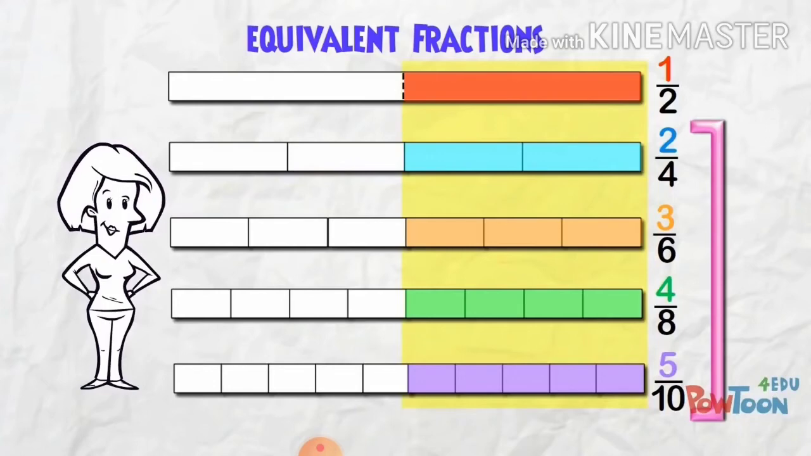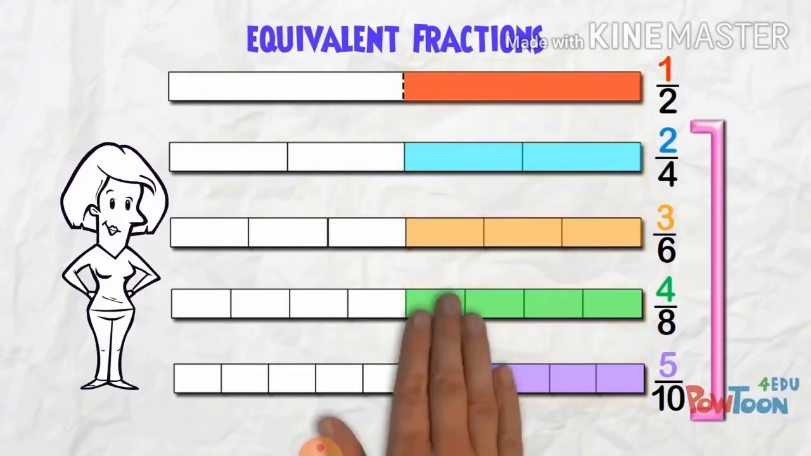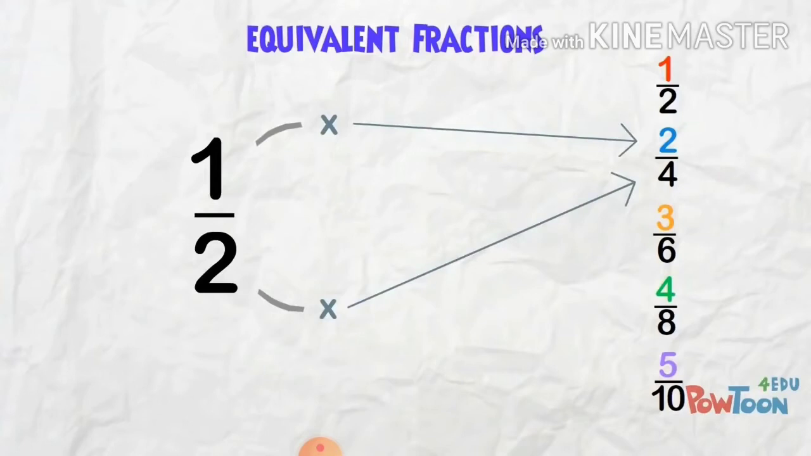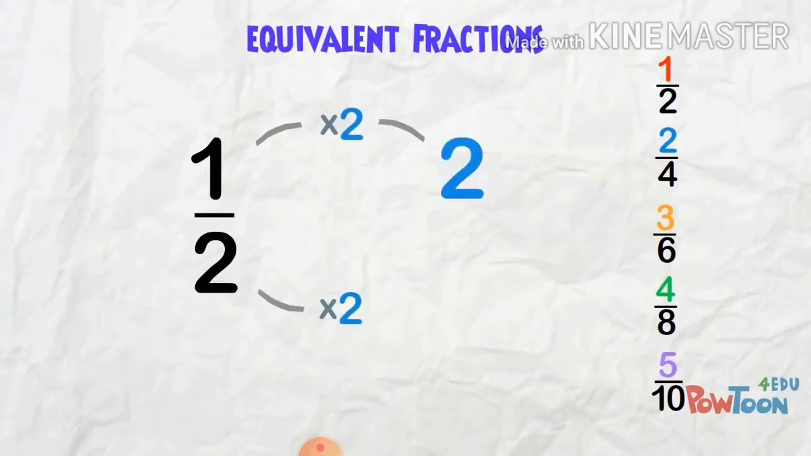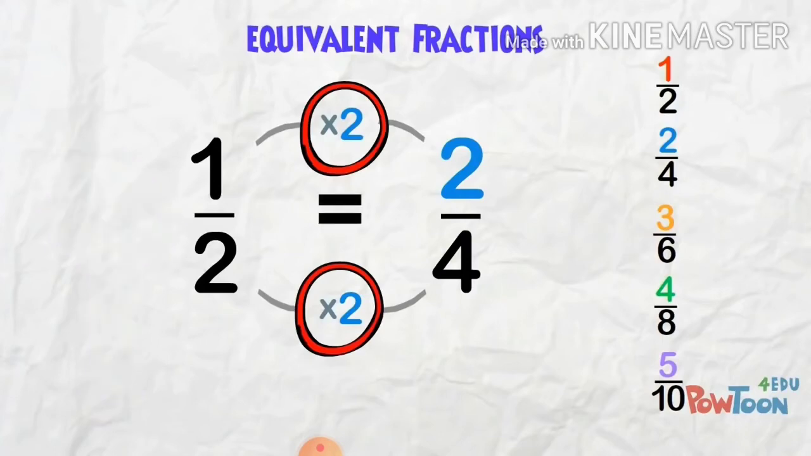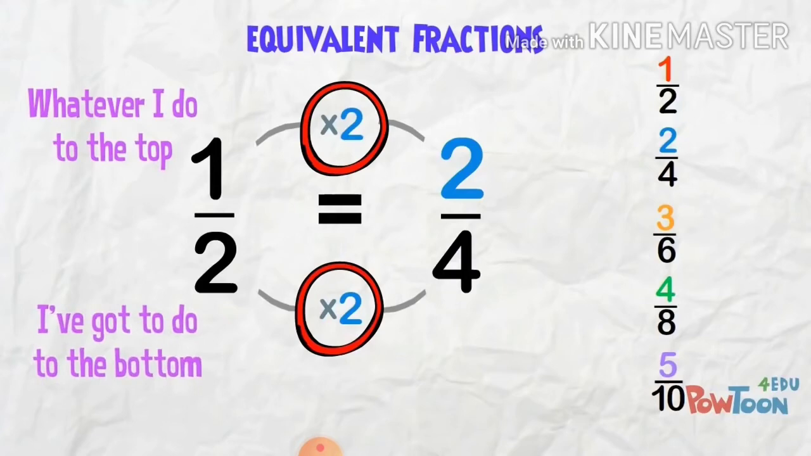Now let's think about that without the fraction strips. Here's 1/2. What do I multiply the numerator and the denominator by to get this equivalent fraction? 2. 1 times 2 is 2 and 2 times 2 is 4. I used a factor of 2 to make this equivalent fraction. You can see whatever I do to the top, I've got to do to the bottom.